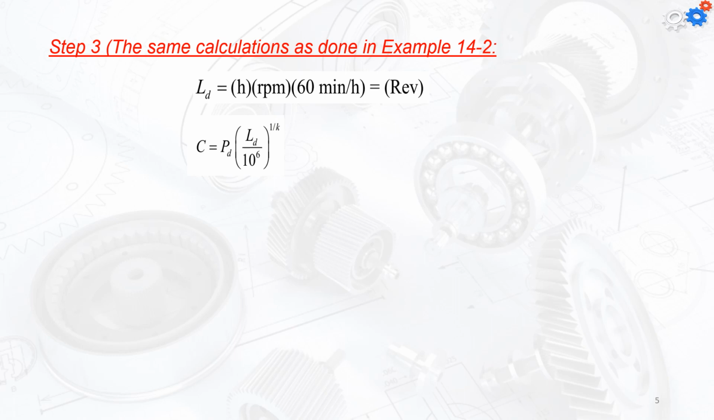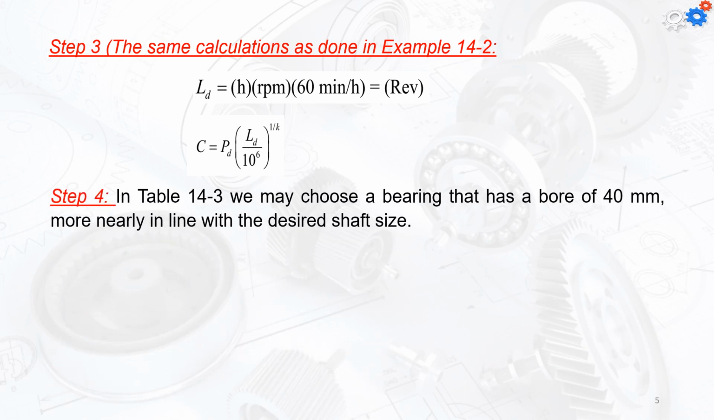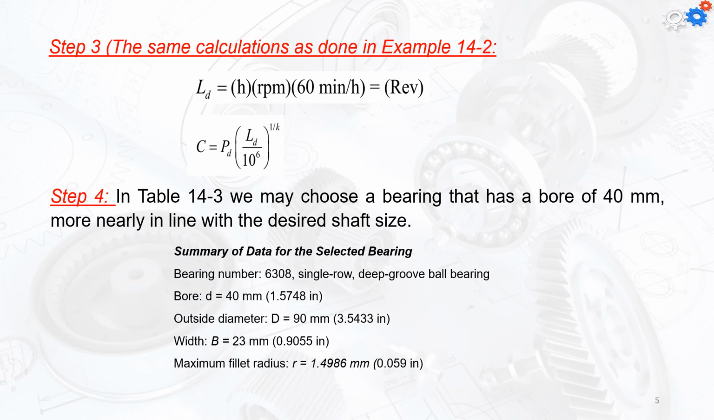In the third step, we calculate the design life and the C value. We use the same steps that we followed in example 14.2. After we get the C value, we go to table 14.3, and we can choose the most suitable bearings that have a bore of 40 millimeters, which is most nearly in line with the desired shaft size. So in summary, we list all the data for the selected bearings, including the bearing number, the bore, the outside diameter, the width, and the maximum fillet radius size.